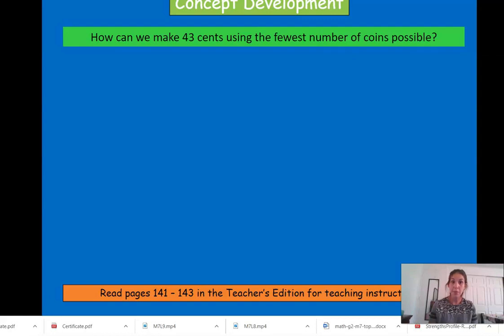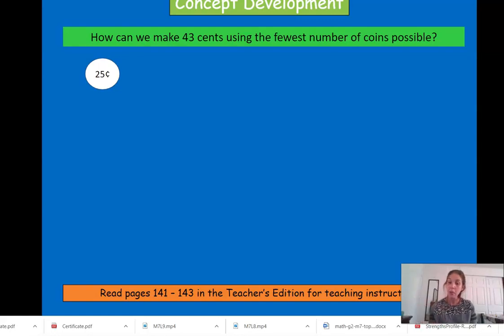Okay, how can we make 43 cents using the fewest number of coins? Start with our 25. Is that going to fit in there? Yes. Could we do 2 quarters? No, because 2 quarters is worth how much? 50 cents, and that would be too much. So we can't use 2 quarters, but we can use 1 quarter and then start counting from there. Then after I use my quarter, I think, can I use a dime? Because that's the next highest one.